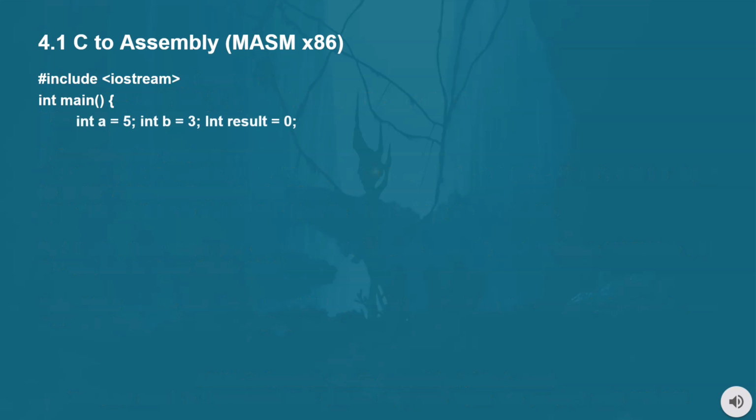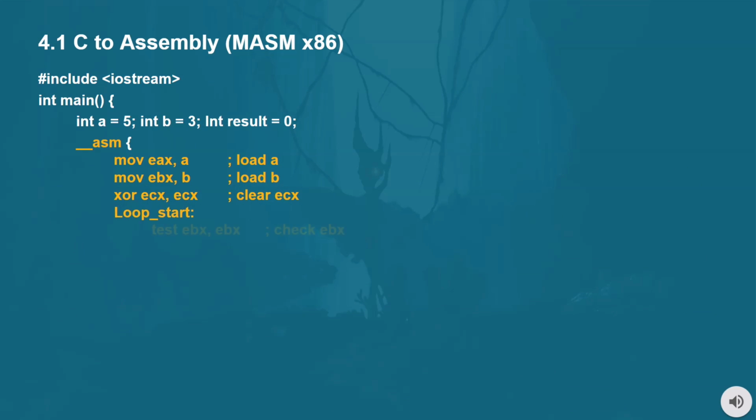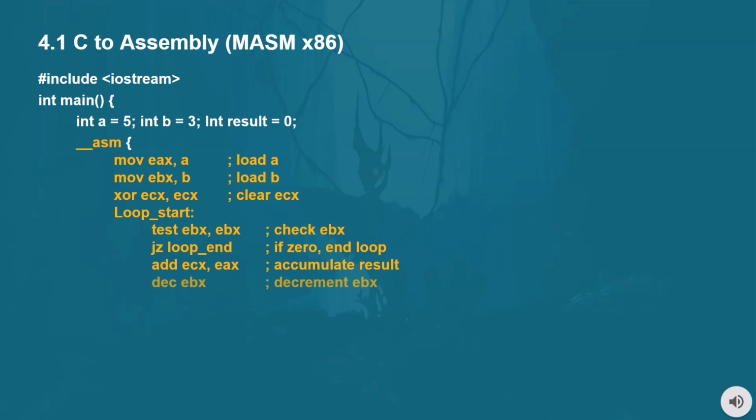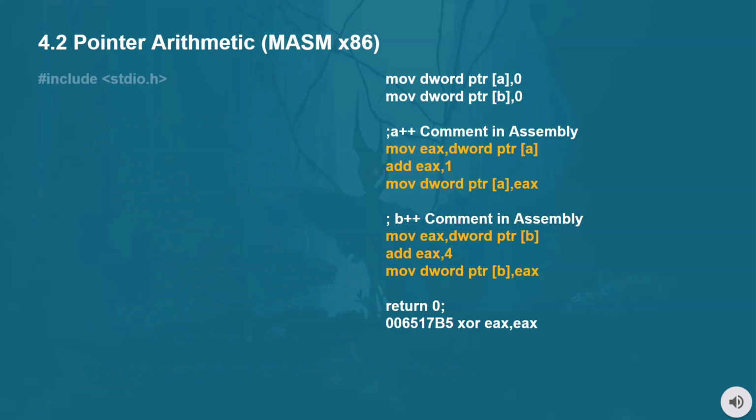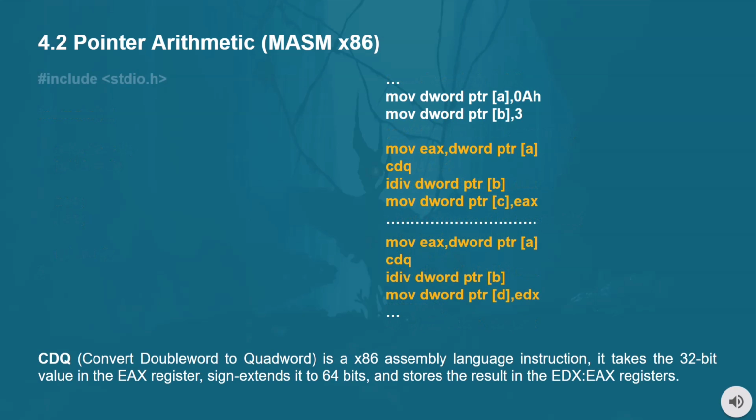This C++ code uses inline assembly to multiply two integers, a and b, using a loop, storing the result in the result variable, and then prints the result to the console. The code performs division with repeated instructions, storing the result in C and the remainder in D.